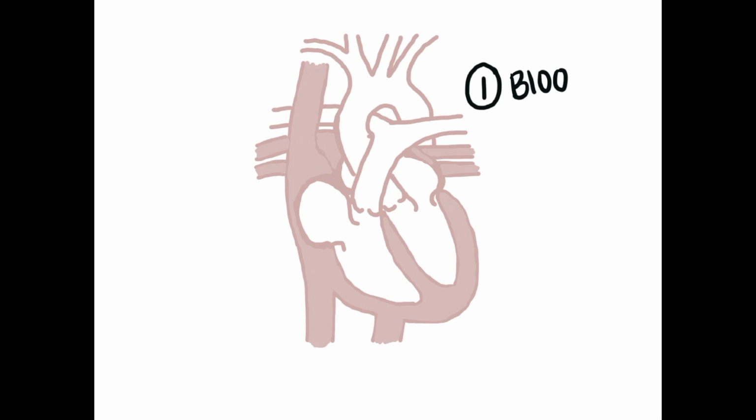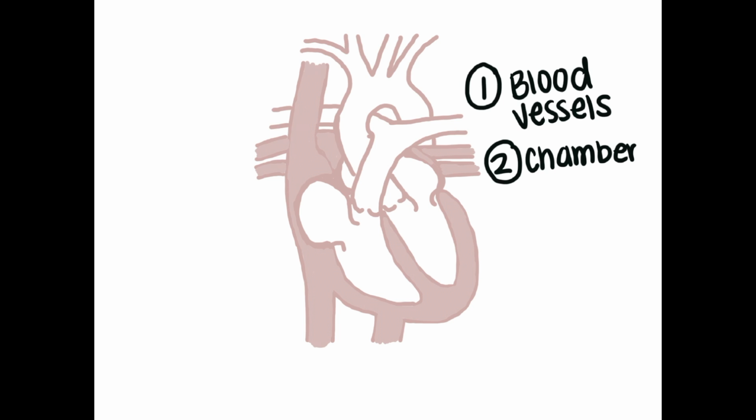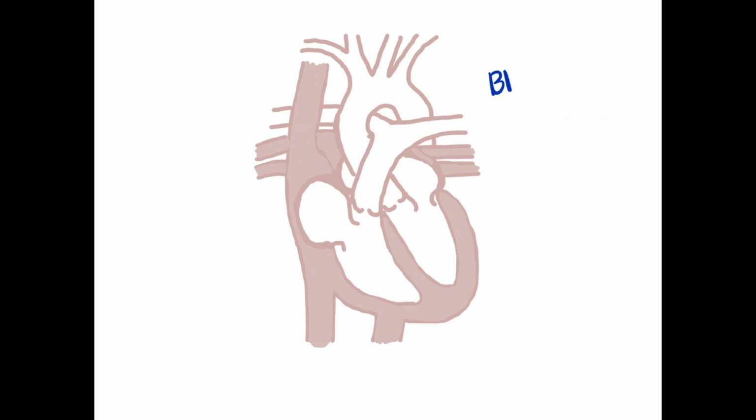The heart is the powerhouse of the circulatory system, so it's important to know its components. There are three different categories of the heart we're going to mention. They're the blood vessels, aka the arteries and veins, the chambers, and the valves. I'm going to talk about the vein that feeds into the heart from the body first.